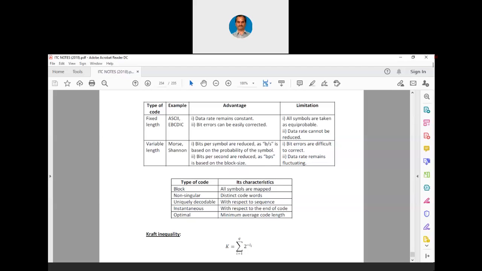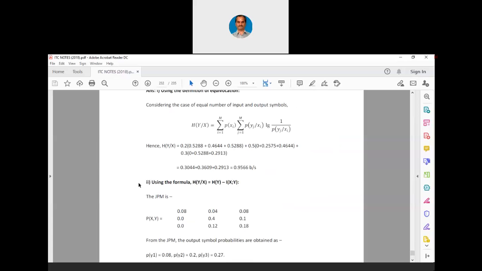Now bits per second, or the data rate that is going out of the transmitter, that also is going to be reduced, as this bits per second is based on the block size. And we have already seen the relationship of entropy along with its block size. So in that way, if there are more bits in a given block, then the number of bits to be transmitted per block will be reduced. That is where I had shown you the expression earlier. What was that expression?